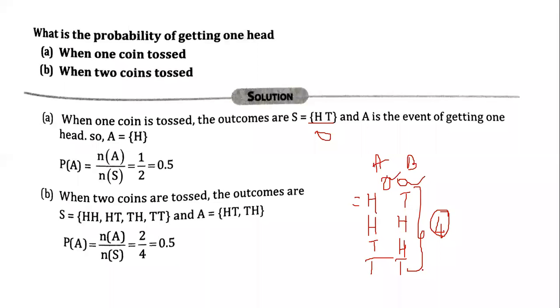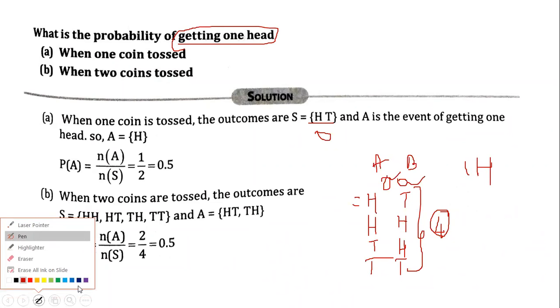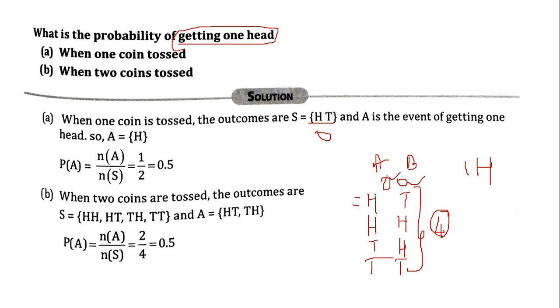Okay, now since the overall answers should be within these four options only, let us read the question. What is the probability of getting one head? So what should be the event? Event should be getting one head. Now in which of these places have we got one head? Now see here, one head. Here both are heads, but there is one head which is applicable.